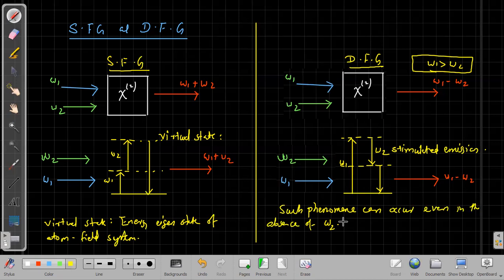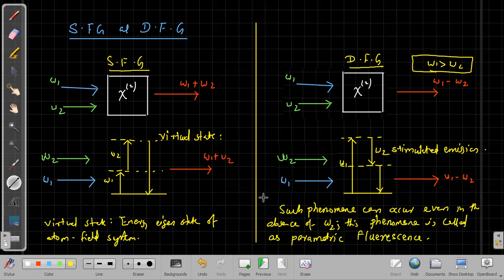If this happens in the absence of omega 2, then such a phenomenon is called parametric fluorescence. So with this, we have explained in detail the sum frequency generation and difference frequency generation using the energy level diagram. Apart from that, we also introduced a new phenomenon. This kind of phenomenon can occur even if omega 2 is not present, and if that is the case, it is called parametric fluorescence.